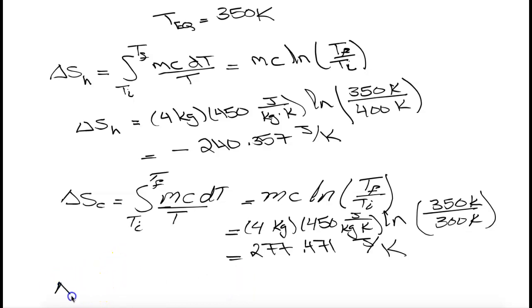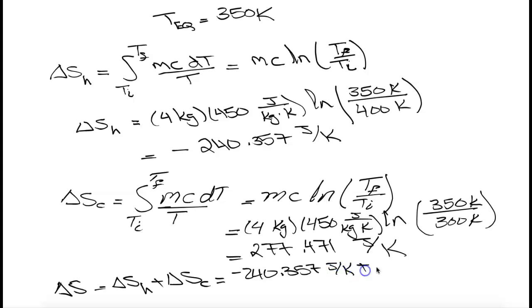So the total change of entropy then is going to be the sum of these two, the hot change of entropy plus the cold change of entropy, which is negative 240.357 joules per Kelvin plus 277.471 joules per Kelvin, which is a positive 37.114 joules per Kelvin.